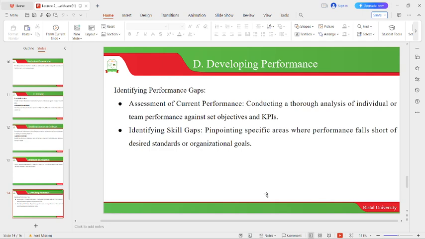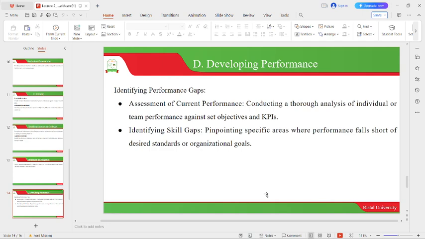Then the next one is identifying skills gaps. You need to find out why the doctor is taking long to attend to the patient for the consultation. That's what we call a skill gap. Maybe the doctor doesn't know the importance of attending to patients on time, if that is the case. Why is the lab technician always bringing in controversial results? Someone has malaria, but the result comes back negative.